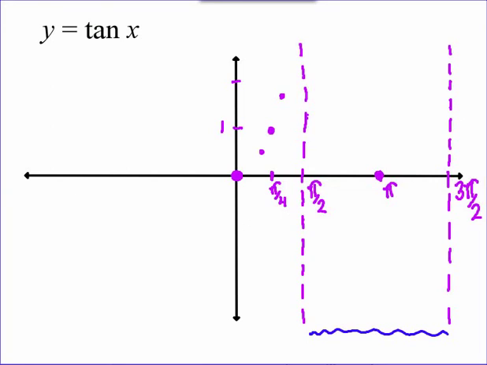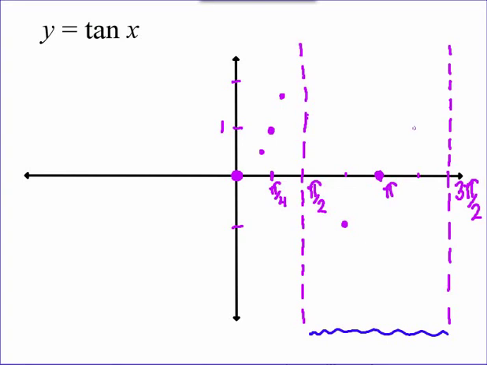Okay, at 135, what is the value of tangent? Negative 1. Okay, so at 135, negative 1. Okay, let's pick a value between pi and 3 pi over 2. So let's pick, I don't know, 225. What is it at 225?